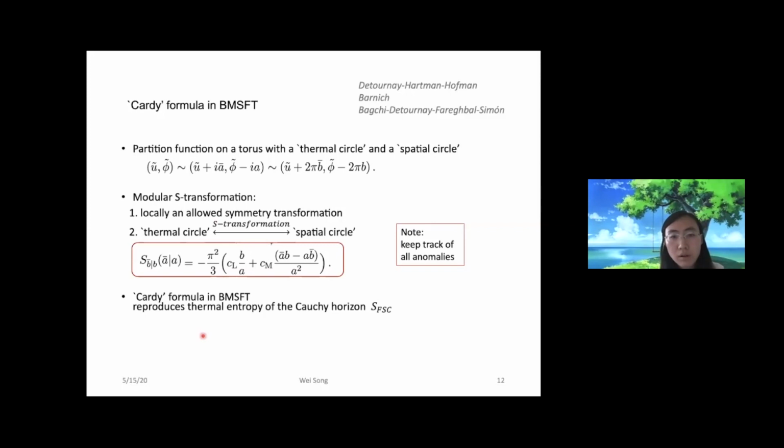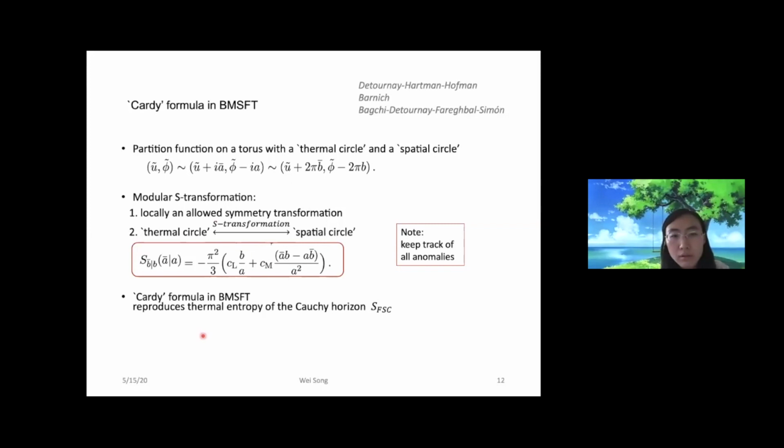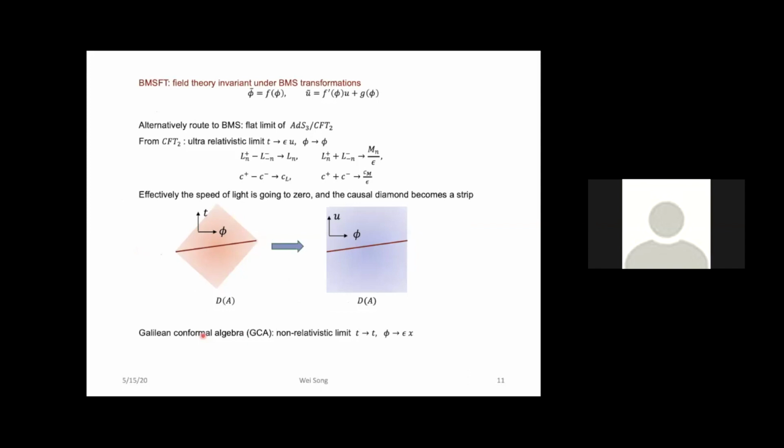I haven't understood the meaning of compactifying the U direction. Maybe that's not what you're doing. Are you making U compact or not? When you said you had a torus.